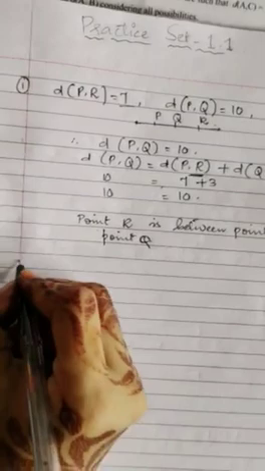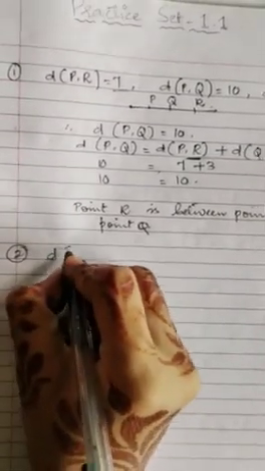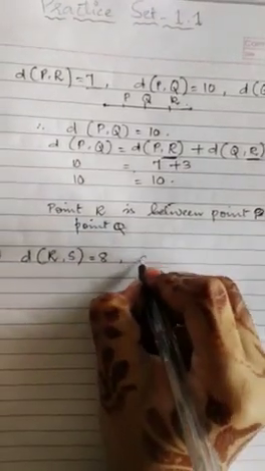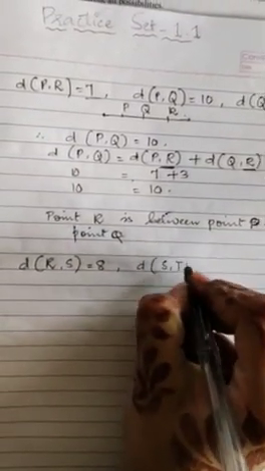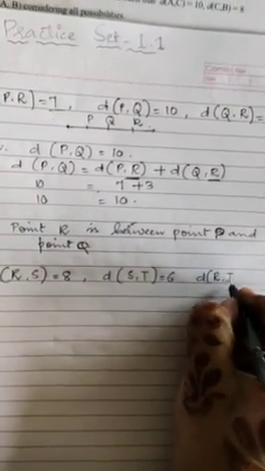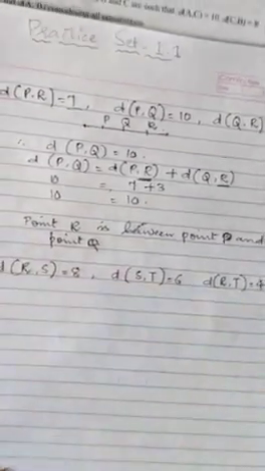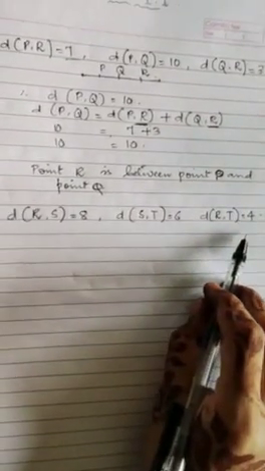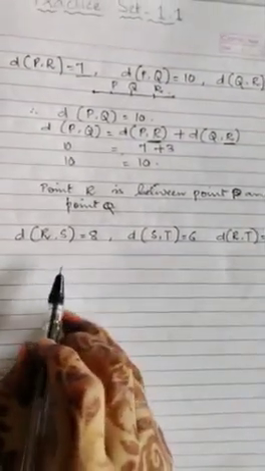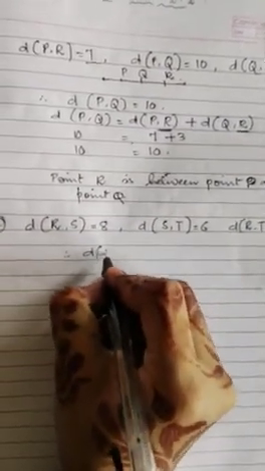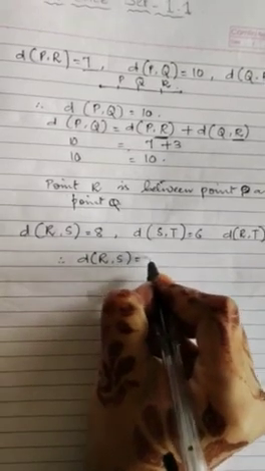See the next question. Distance RS is equal to 8, distance ST is equal to 6 and distance RT is equal to 4. RS 8, ST 6, RT 4. Which one has the biggest distance? Distance RS, that we have to write. Therefore, distance RS is equal to 8.